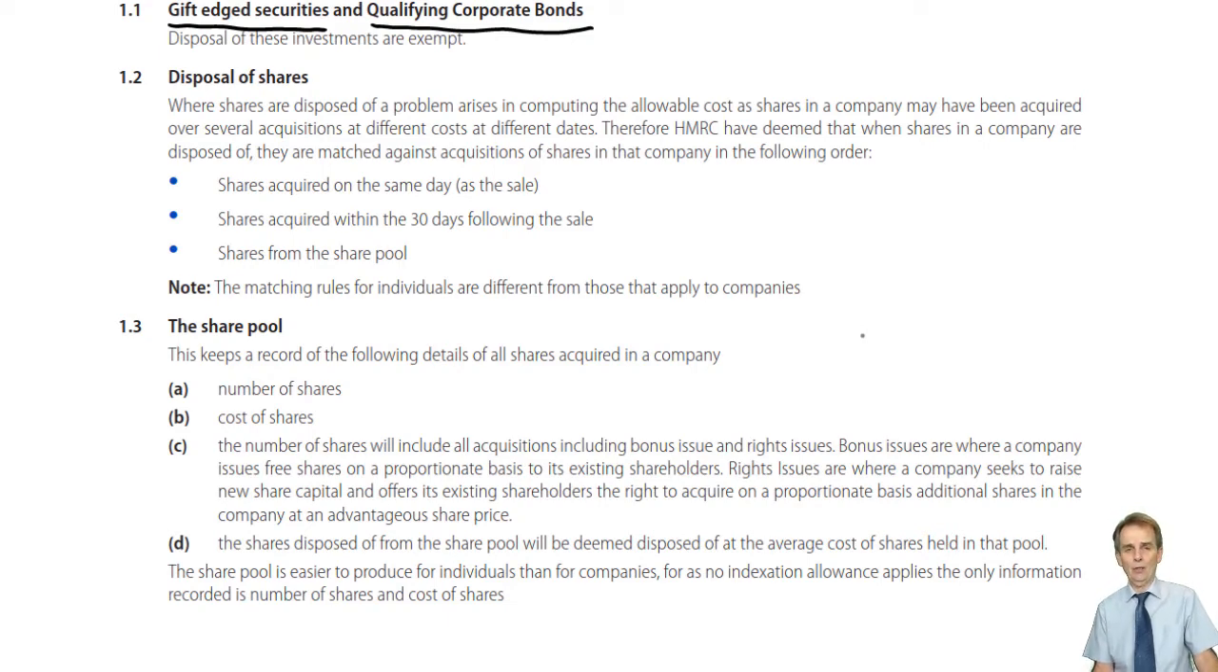Now, as you might guess, HMRC do not leave it up to us to decide which shares they will be. What's going to happen here is that HMRC dictate these are the rules by which we will identify, on any share disposal, which shares are being disposed of. And we have rules here that we're now about to see that are relevant for individuals.